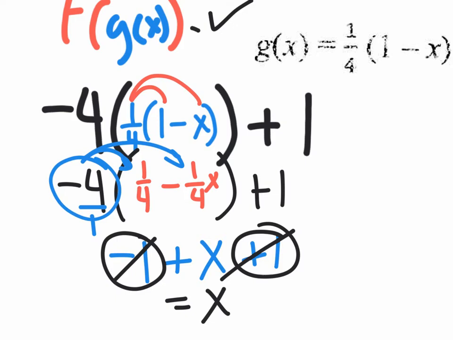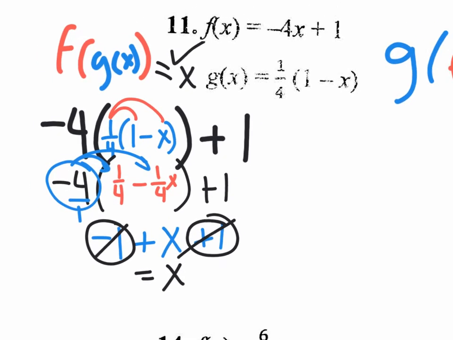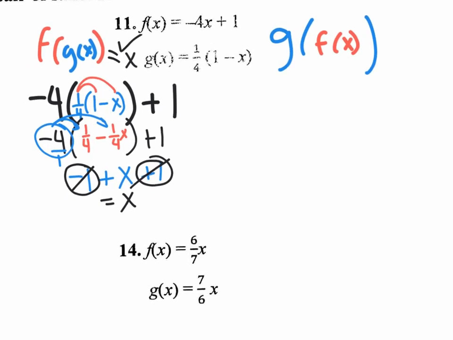Why does it work? Because that ends up being x. So far, it looks like it is an inverse function. But you have to check the other one. It has to be true for both. Not only do we just plug in g of x into f of x, but we also have to go back and plug in f of x into g of x, and it also has to give us a result of just x. So I'm going to take my f of x and plug it inside my g of x.